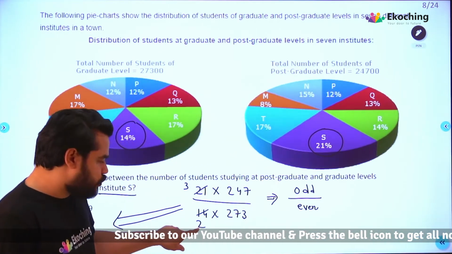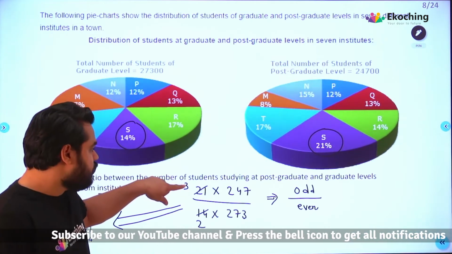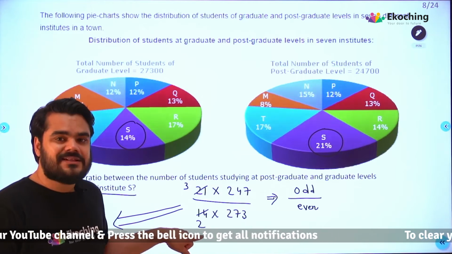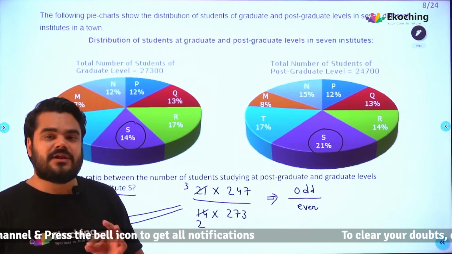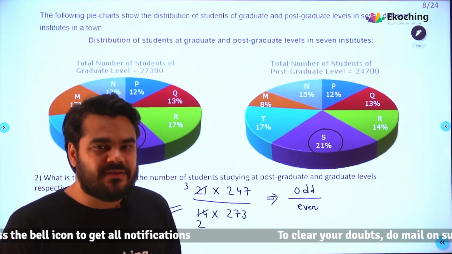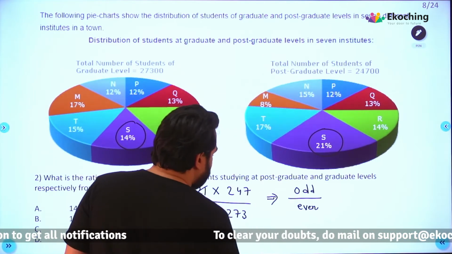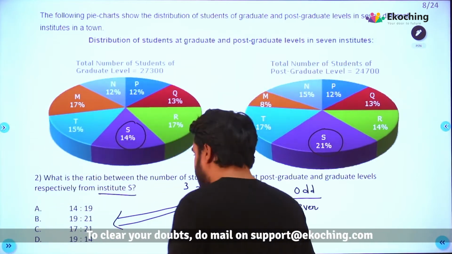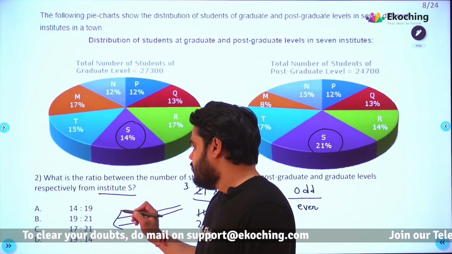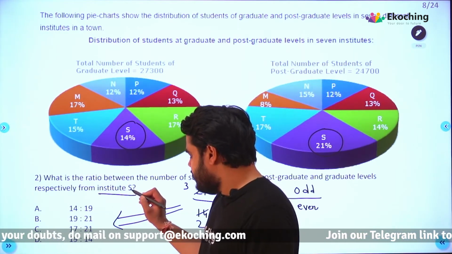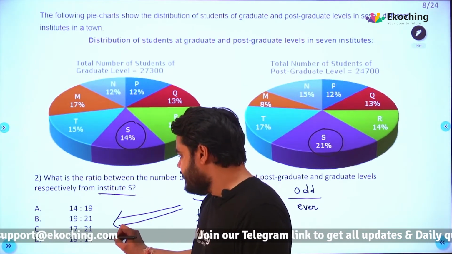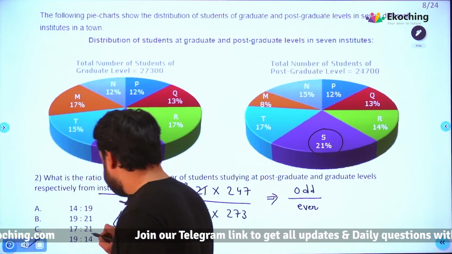And if you have a 2 at the denominator, and if you have no even number on the numerator, you cannot cancel that 2 out. आप इस 2 को cancel out नहीं कर पाओगे. And what does that mean? It means that your denominator is going to be even for sure. So I will look at the data. Which answer has an even denominator? A no, B no, C no, D yes. That's it. D is my answer.